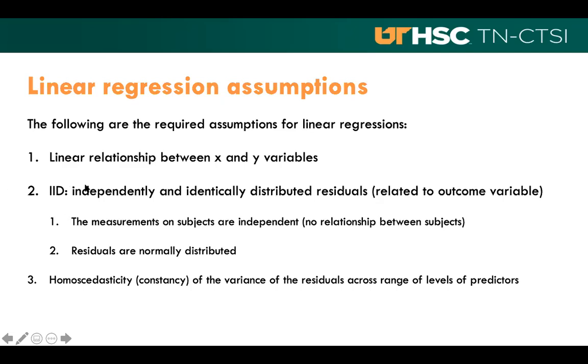And the second assumption for linear regression is IID, or independently and identically distributed residuals. So residuals are, we say, errors. When we predict the given outcome variable, usually the observed and the predicted would be slightly different. Those differences, or the deviation between the observed and the predicted, are called residuals or errors. And these are related to the outcome variable.